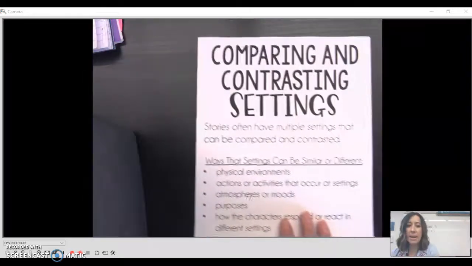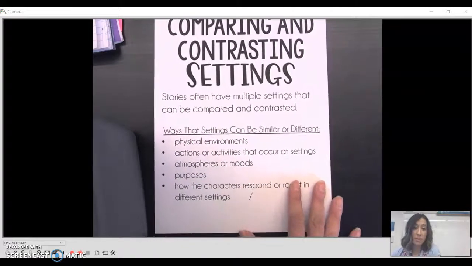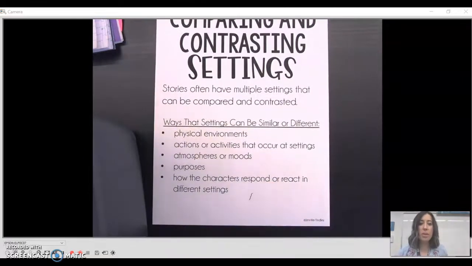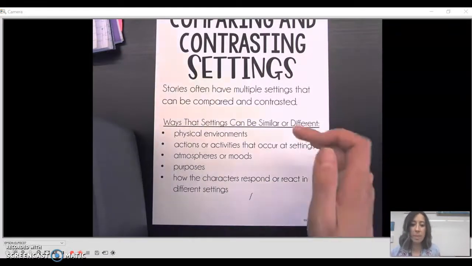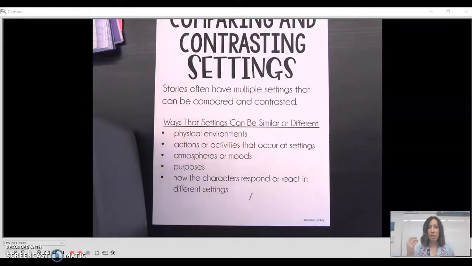Today what I want to do is show you how, as a reader, we can do the exact same thing with the setting in our novels. So when we compare and contrast settings, most times stories have multiple settings that can be compared and contrasted. And just like with characters, there's more than one way to do that. We might just be able to see how they're similar and different by their physical environment, what it actually looks like.